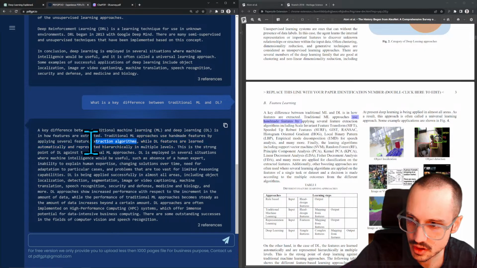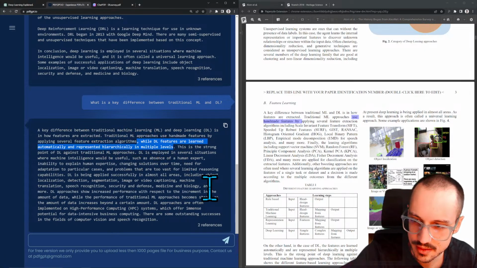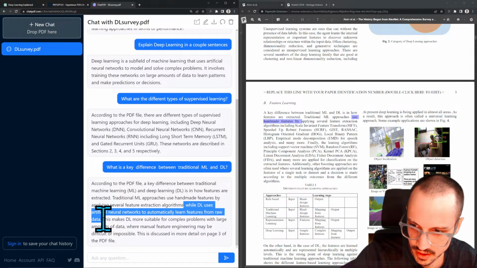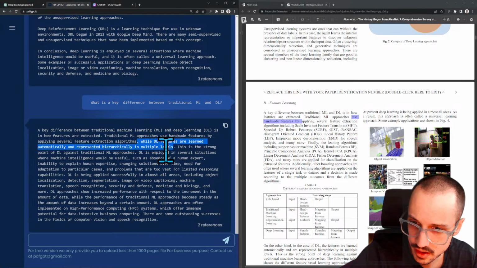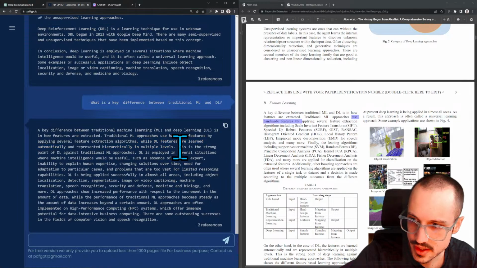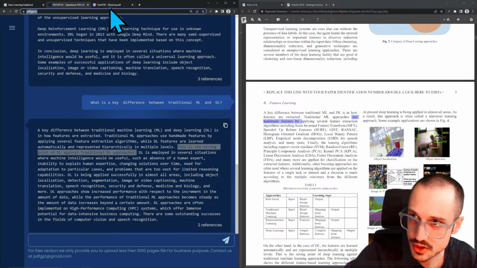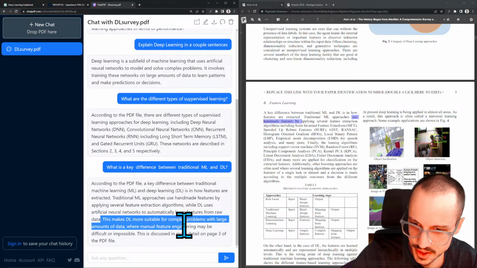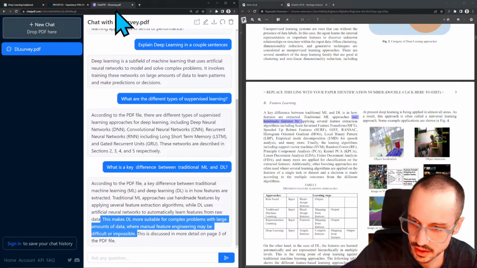While DL features are learned automatically and represented hierarchically in multiple levels. So this is a little bit more similar, right? We're starting to see PDF-GPT and ChatPDF gave us the same answer there, which is curious. This makes DL more suitable. This is the strong point of DL against traditional ML approaches. So the structure is kind of the same. Obviously the tokens are different, but it seems like they're actually giving us the same answer here.